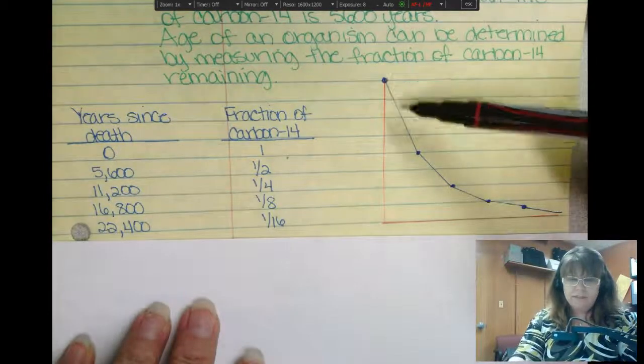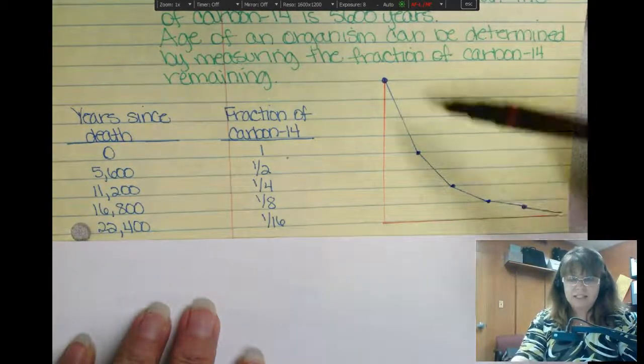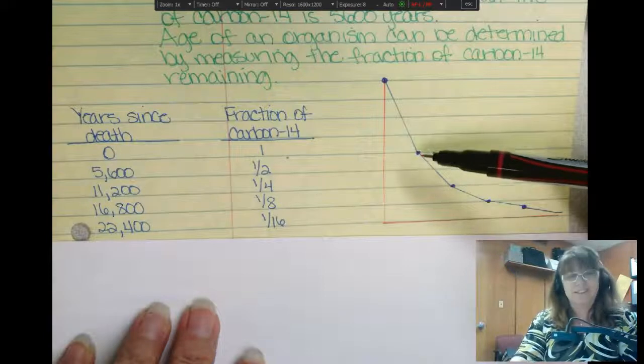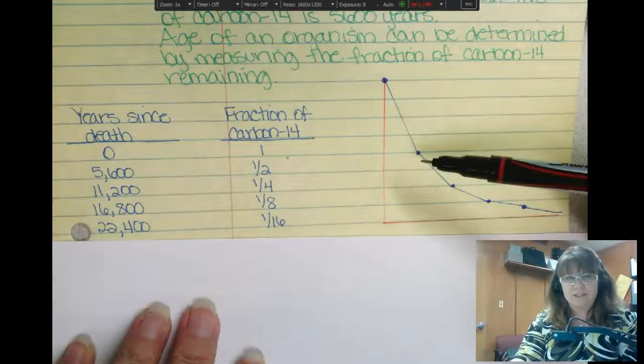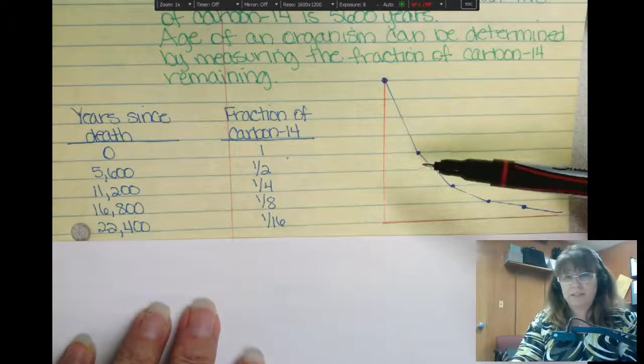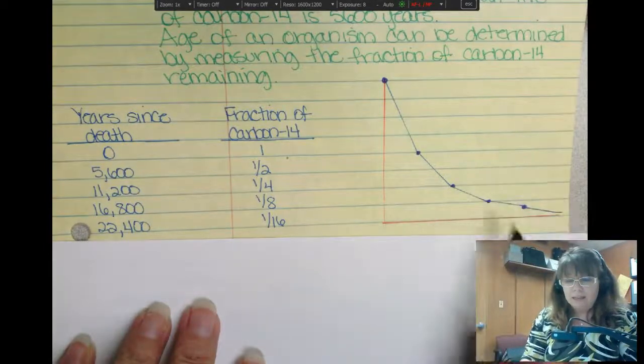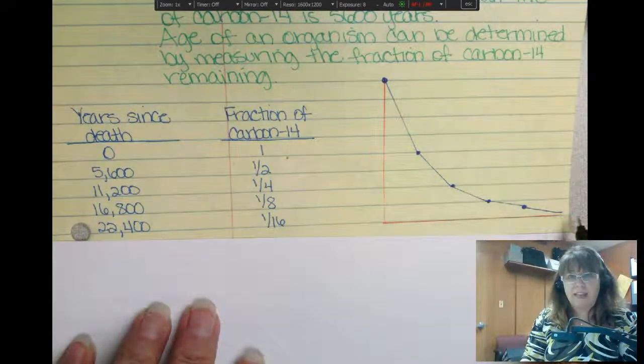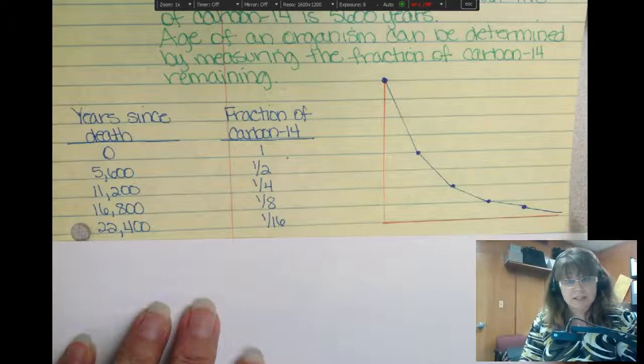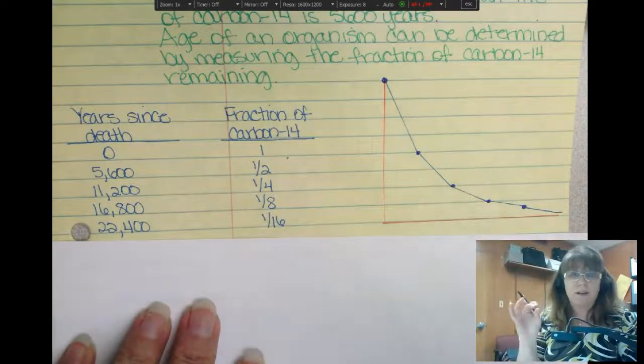Graphically, you can see that it declines very rapidly for the first 5,000 years. Yes, it's not that quick, but it's still quick. And then for the last little bit, it keeps getting half, half, half, until eventually it gets so small.